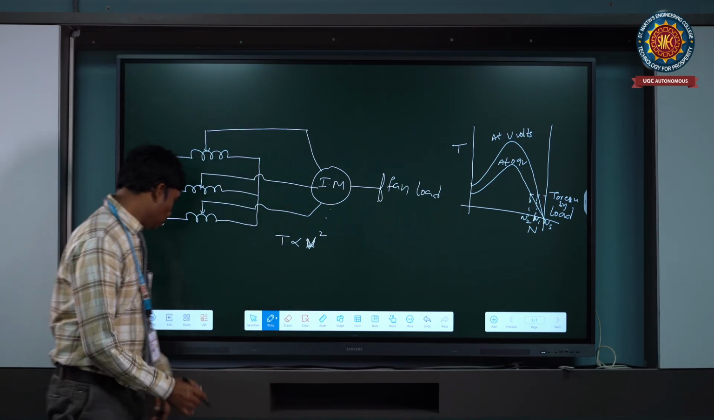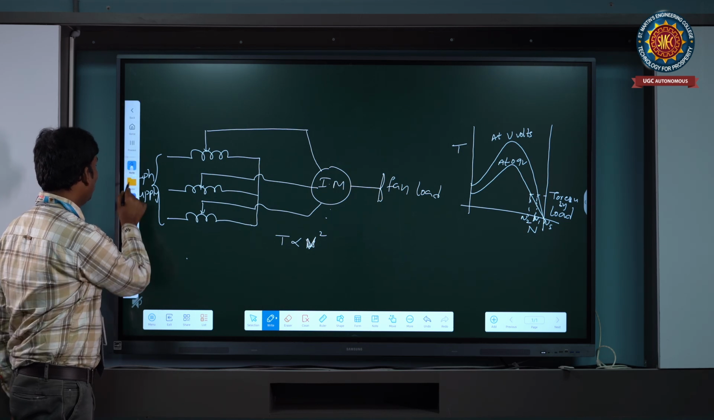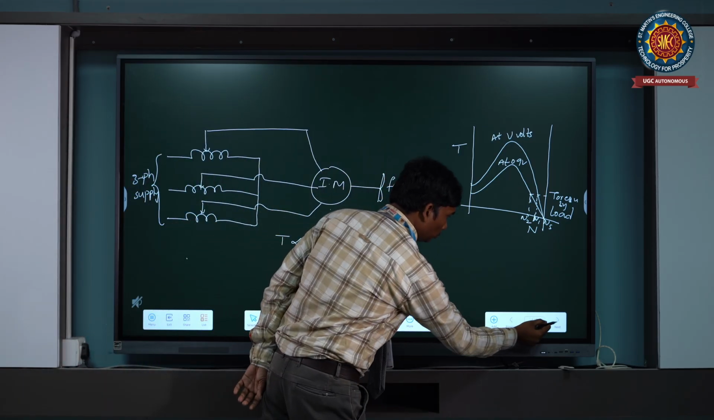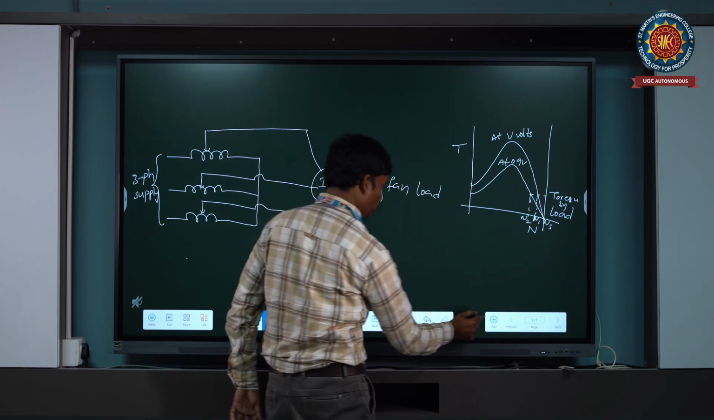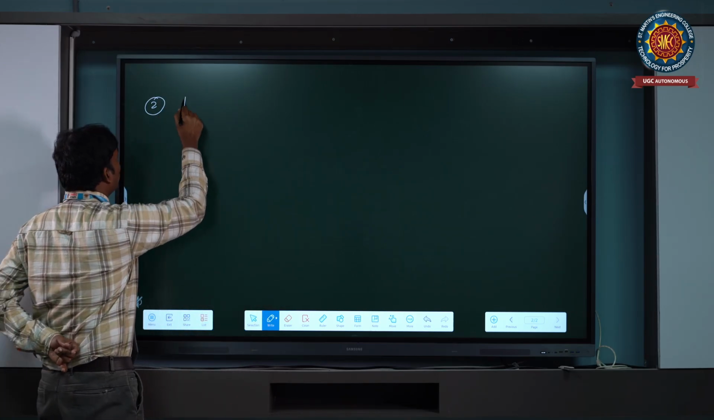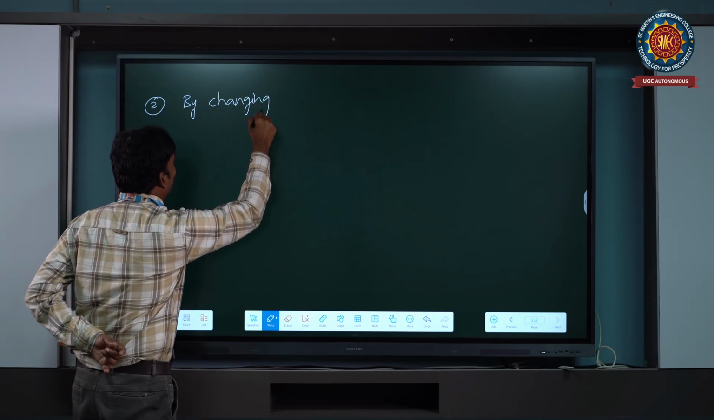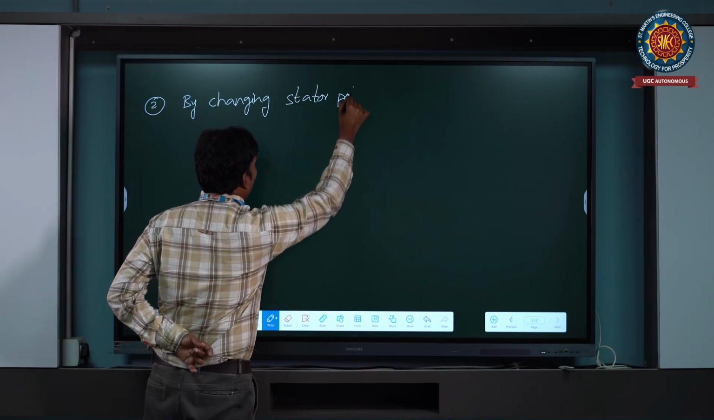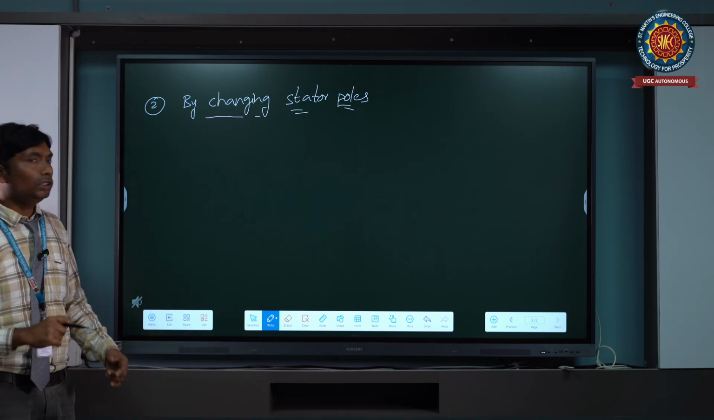Now I am going to discuss the second method, that is the pole changing method. The second method is speed control by changing stator poles. Speed control of a three-phase induction motor by changing stator poles.